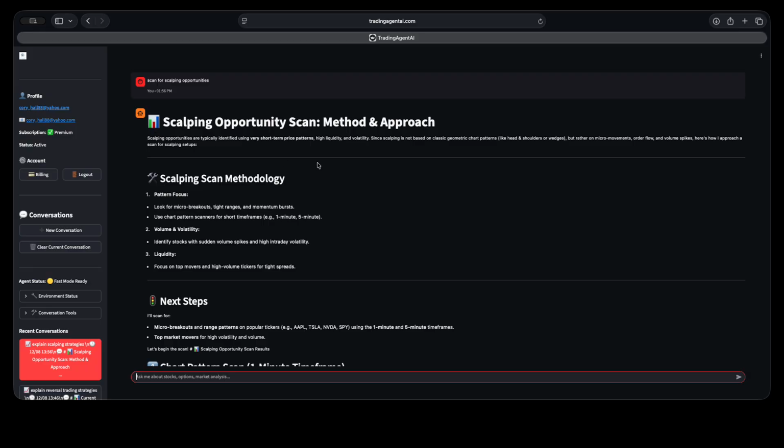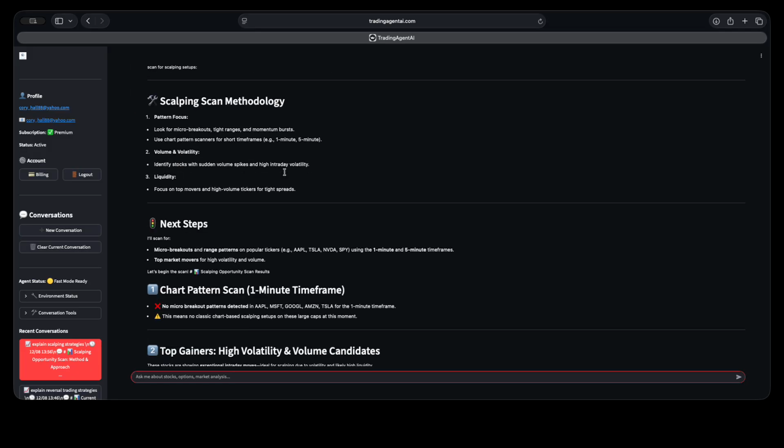Scalping opportunities are typically identified using very short-term price patterns, high liquidity, and volatility. Since scalping is not based on classic geometric chart patterns like head and shoulders or wedges, but on micro movements, order flow, and volume spikes, here's how I approach the scan for scalping setups. Scalping scan methodology, pattern focus. Look for micro breakouts, tight ranges, and momentum bursts.